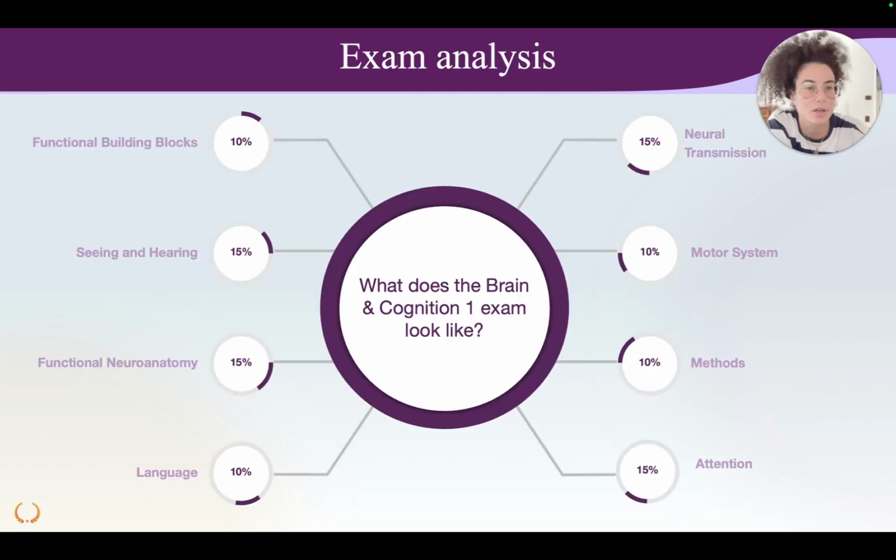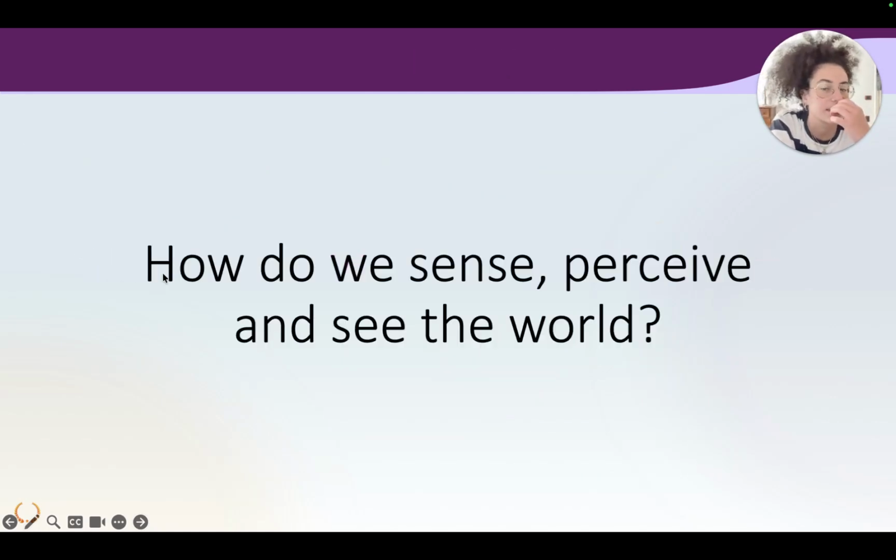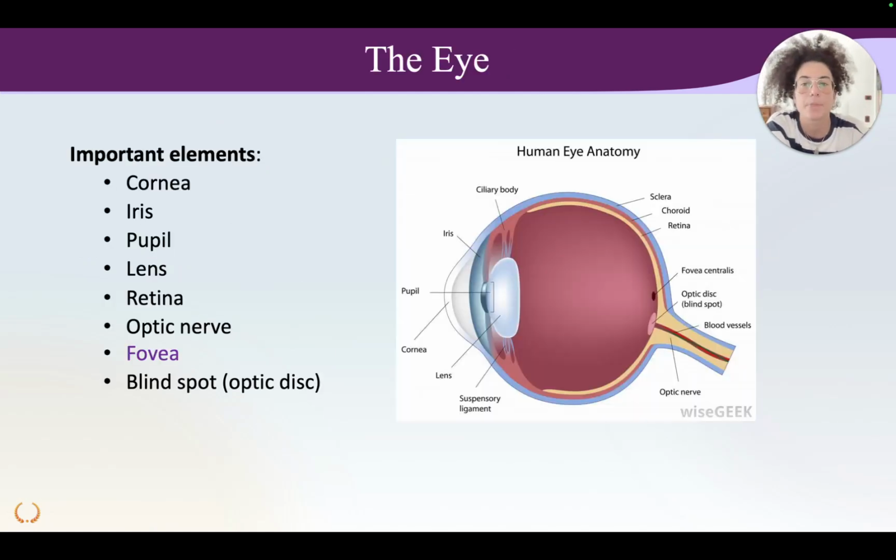So today we're going to cover the first bit of the 15% of seeing and hearing. Specifically, we're going to see how we sense, perceive, and see the world. A few important elements and terms that you have to remember for the exam are listed on the slide. Specifically, quite important are retina, optic nerve, fovea, and blind spot.